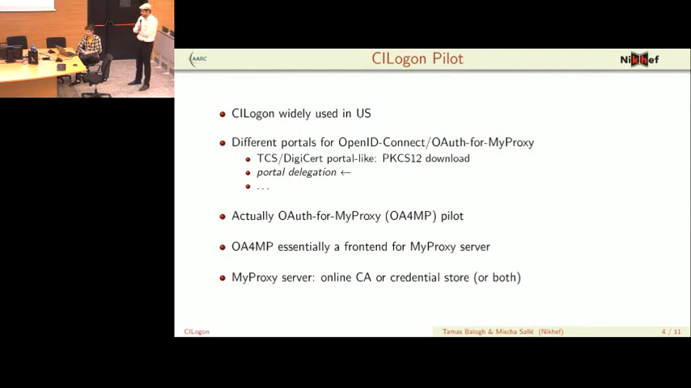Let's first say something about the first one. The first type of portal you typically see for CI logon is very similar to what we use for the TCS and also what's now the DigiCert portal basically, where you download your user certificate. Now, this is typically not what we want because we didn't want the user to need to handle the certificate. The second scenario is portal delegation, where the user logs in, but in the end, the certificate ends up on some portal.